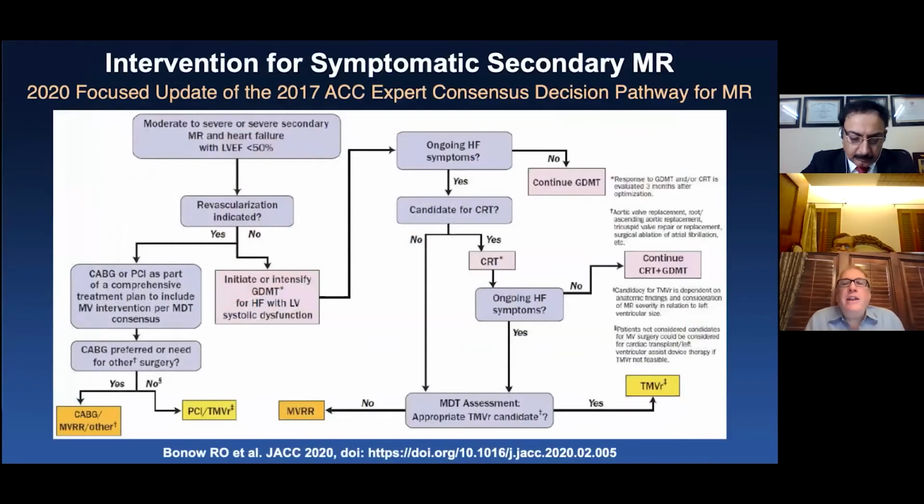So the guidelines have responded to the data from COAPT, and this is now the updated guidelines for symptomatic secondary mitral regurgitation. And again, it is a very complicated strategy, but basically they say for isolated secondary mitral regurgitation in patients that are not needing bypass surgery, if you have the COAPT criteria, then TMVR is now the standard of care. And that's TMVR with the MitraClip.